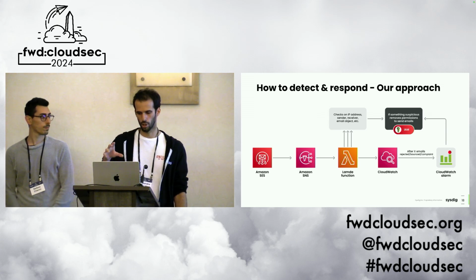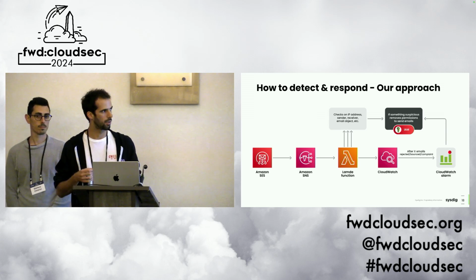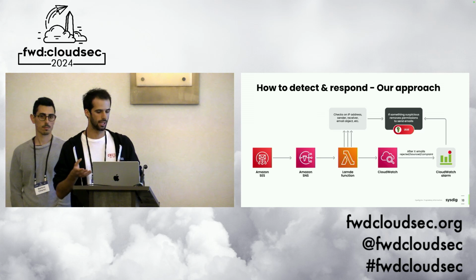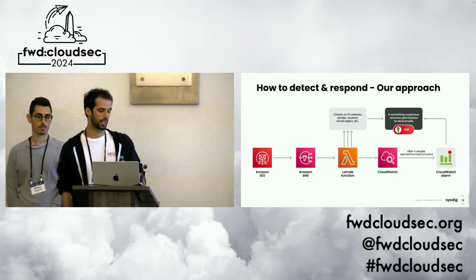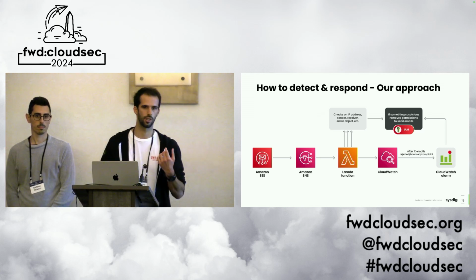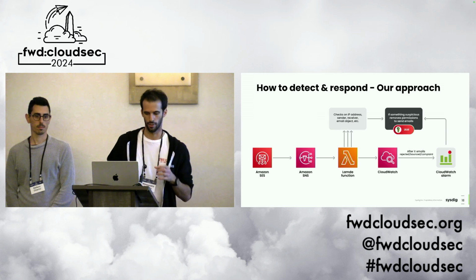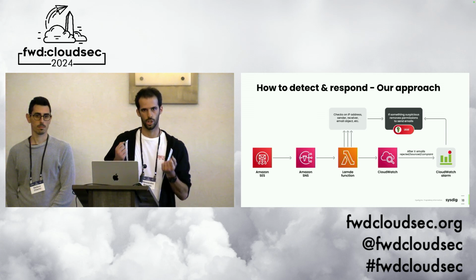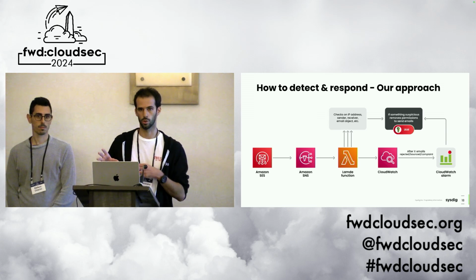So this approach can be easily implemented to detect and respond to a scenario like this, but not only for SES, because there are other services in AWS that have impactful APIs which can be used in an attack and are not logged on CloudTrail.